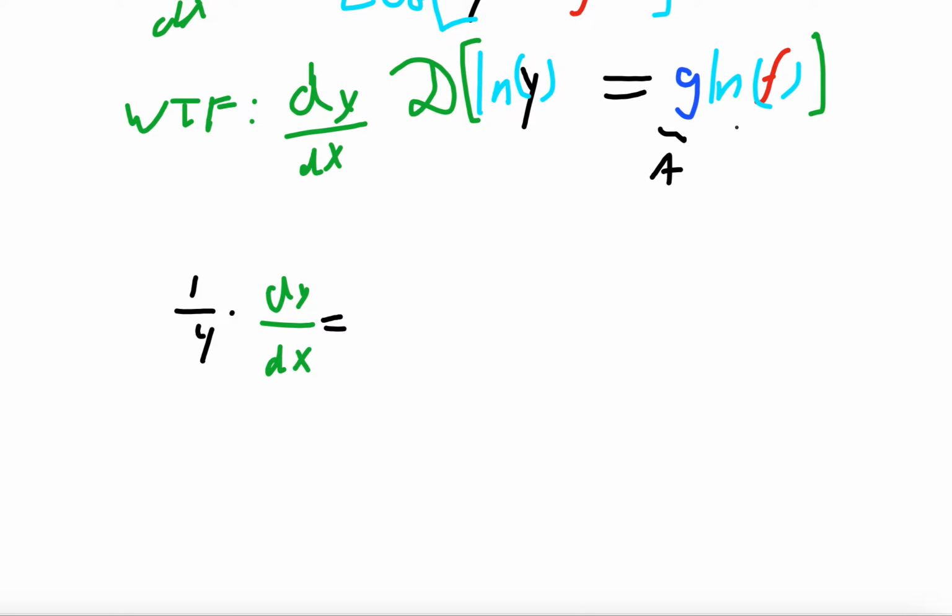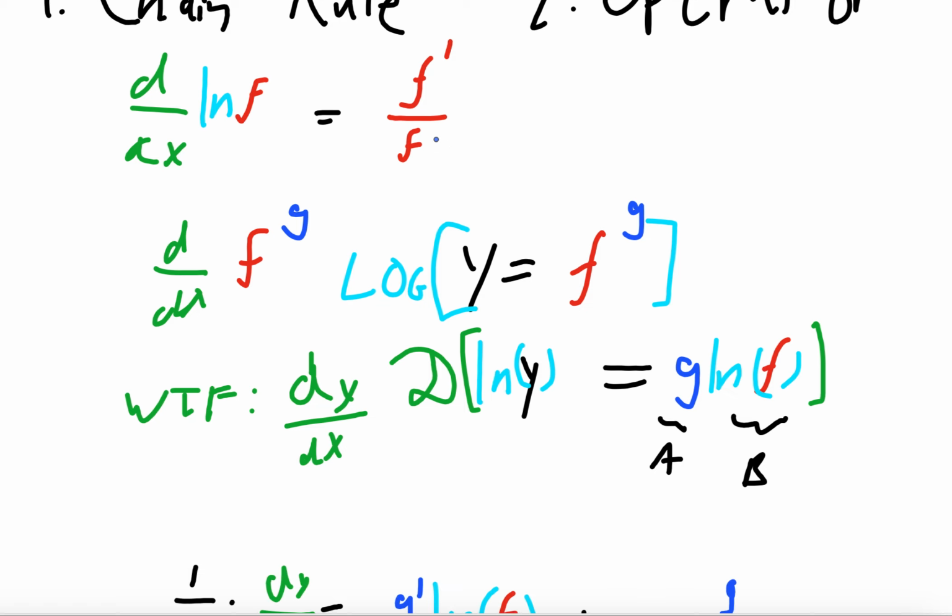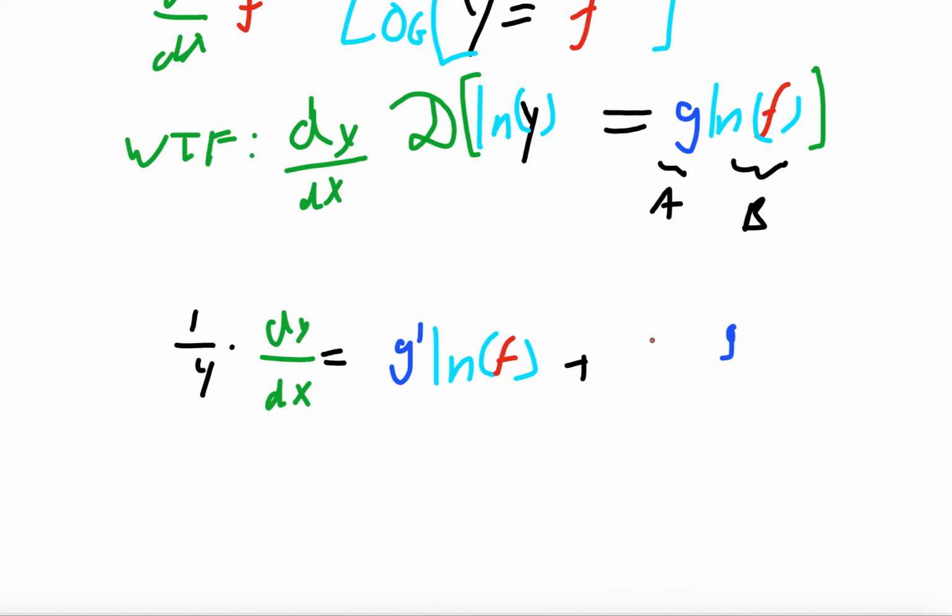So here's our a, here's our b. So the product rule says a prime b plus b prime a. Well, a prime is just g prime, right? And b is going to be ln of f, okay? And then you add that, folks, to b prime a. And so a is just g. All right, what's b prime? Well, we just said that the logarithmic derivative is the related rate, f prime over f. So we can say it's plus f prime times g over f.